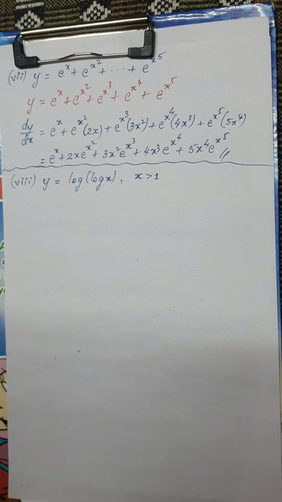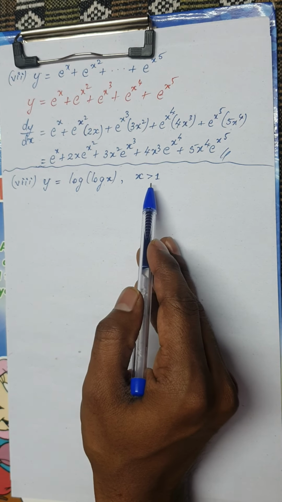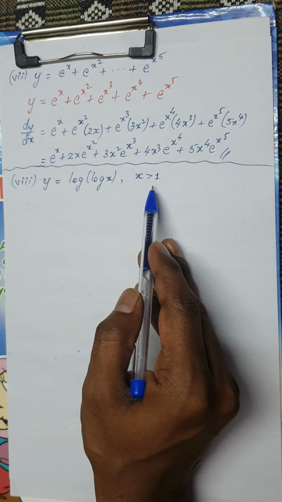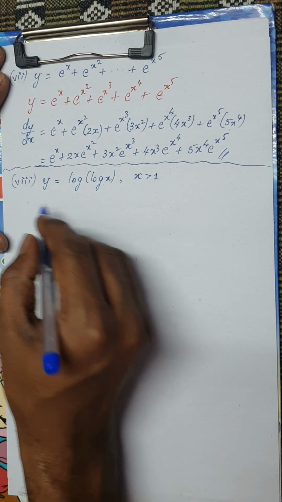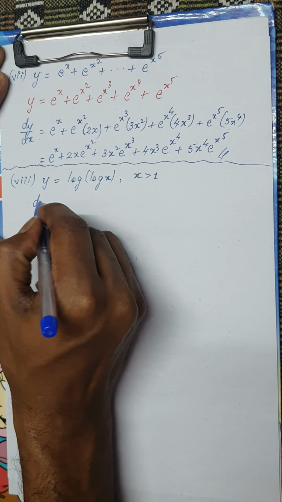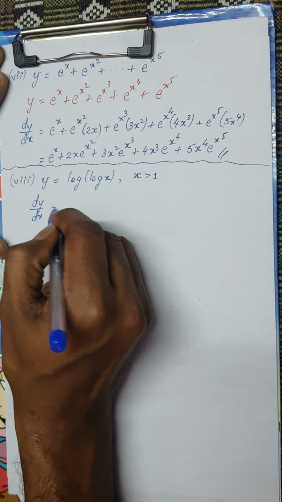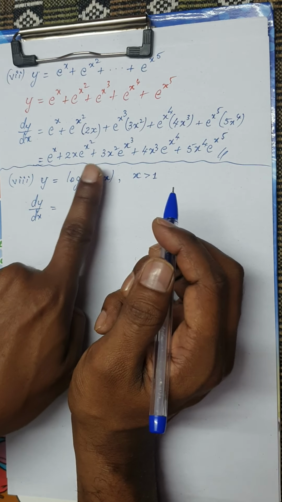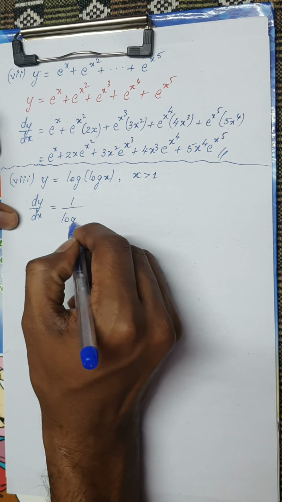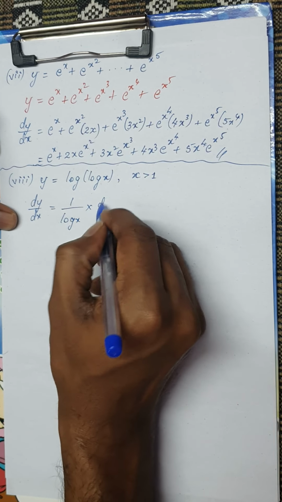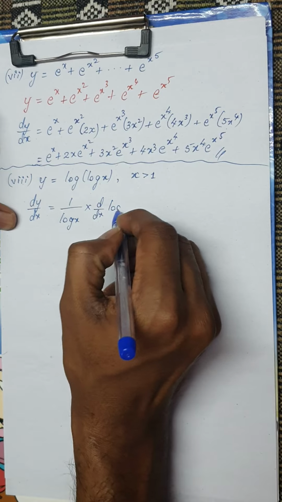Consider the next question. I have y is equal to log of log x for x greater than 1. You should remember the reason why he has given x greater than 1, because log is defined for all the values greater than 1. This is a very standard result. You can remember this as a formula also. Now remember, this is log of f of x. What is derivative of log of f of x? It is 1 by f of x into derivative of again f of x.